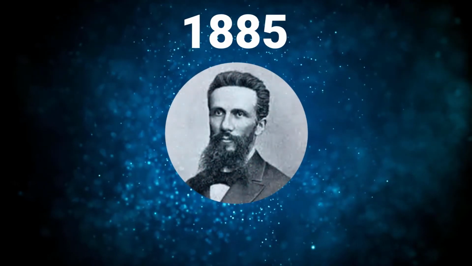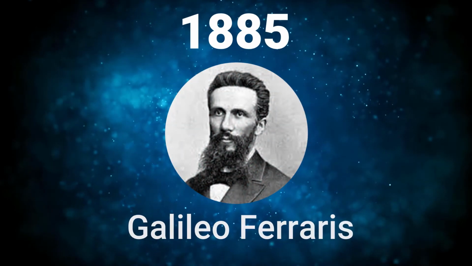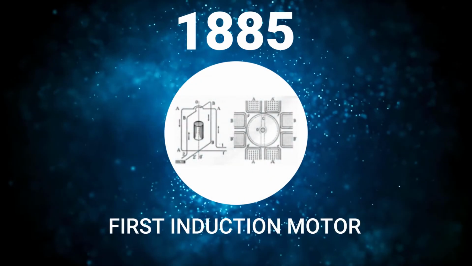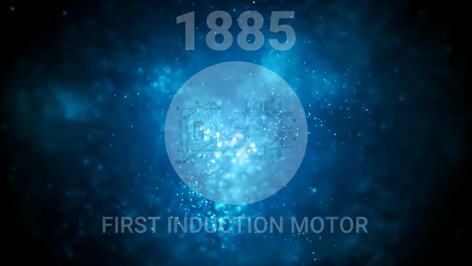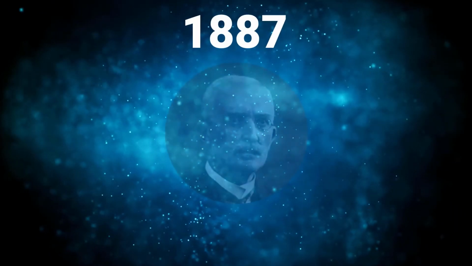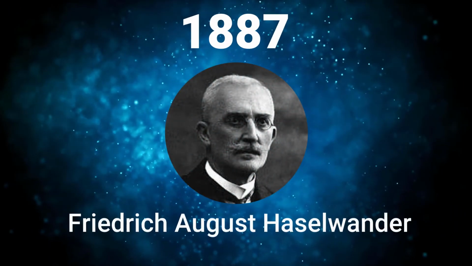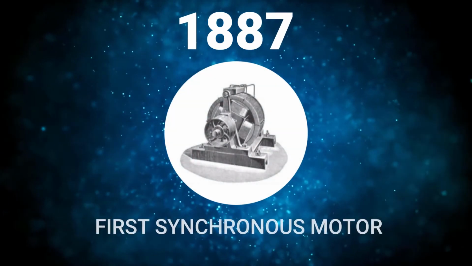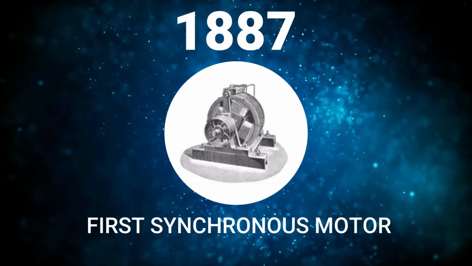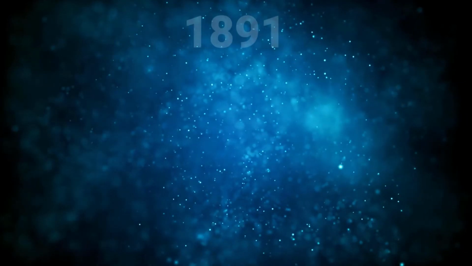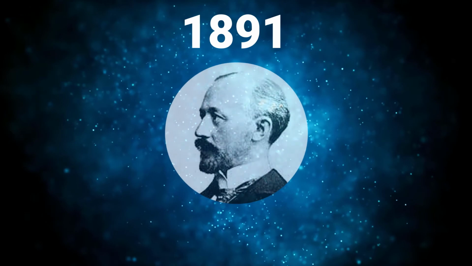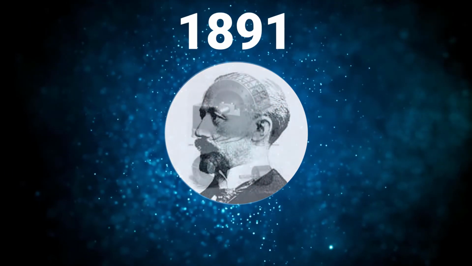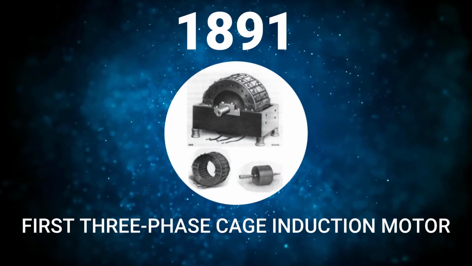In 1885, Galileo Ferraris builds the first induction motor. In 1887, Friedrich August Hasselwander is the first one to come up with the idea to use a three-phase alternating voltage and current system. In 1891, Mikhail Dolivo-Dobrovolsky builds the first three-phase cage induction motor.